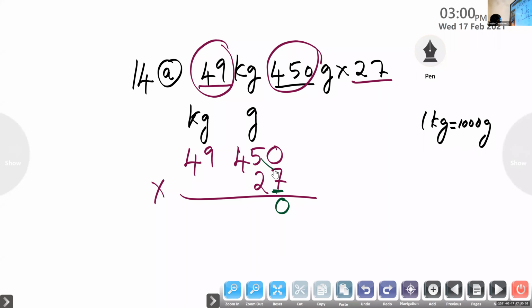Who can tell me fast? Can you say 7 into 5? Children, you have to be thorough with the multiplication table. 7 into 5 is 35. 3 is carryover. 7 into 4 is 28, plus 3 is 31.